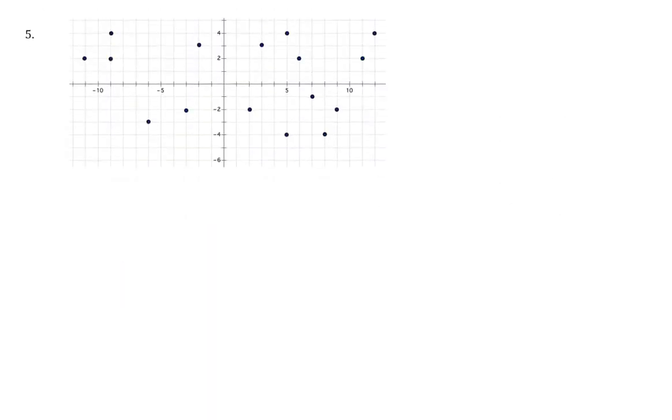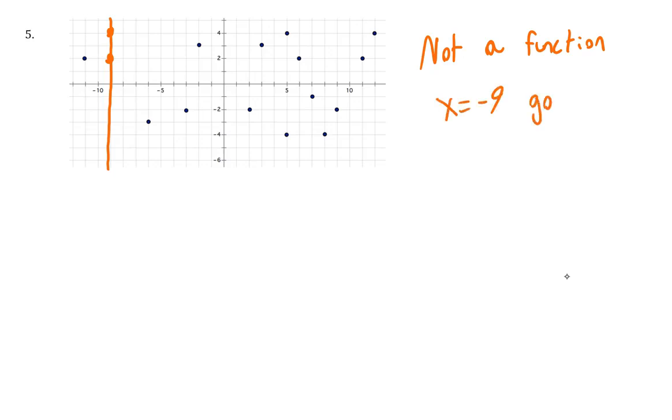Let's take a quick look at problem 5. It is not a function because we have this one x value going to two y values, so it fails the vertical line test. So we can say it is not a function due to x equals -9 going to multiple y values. And again, that can't happen with a function, so it's not a function.